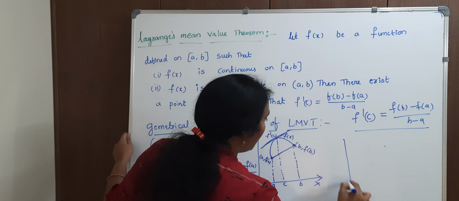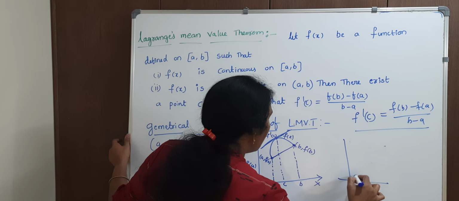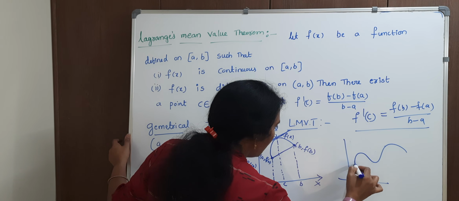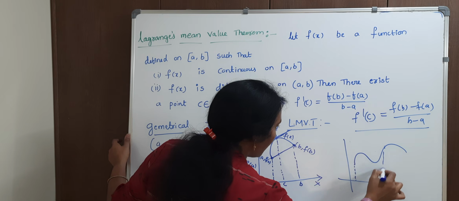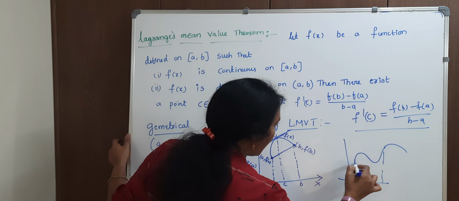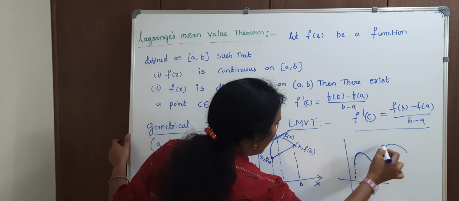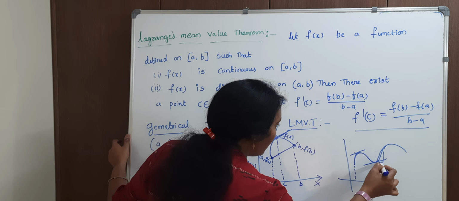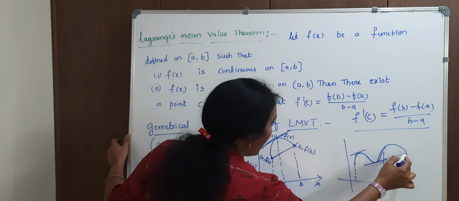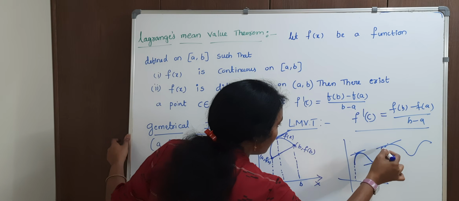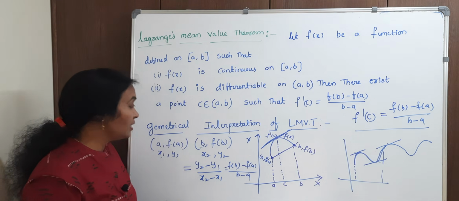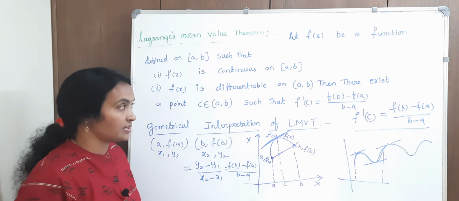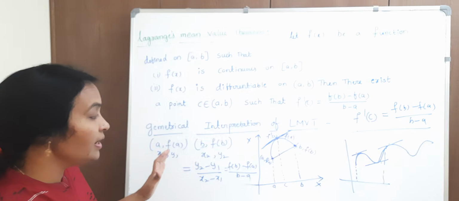For example, I need to consider the graph like this, from here to here. If you consider A and B, the graph varies like this, but this is one tangent and this is another tangent. This is parallel to this, then automatically, if you take another, this is also parallel to this, which means you will get one or more c values. Sometimes it exists. Is it clear? This is a geometrical interpretation.